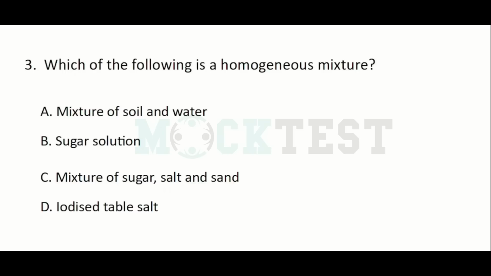Which of the following is a homogeneous mixture? Option A, mixture of soil and water. Option B, sugar solution. Option C, mixture of sugar, salt and sand. Option D, iodized table salt. Answer: option B, sugar solution. Sugar solution is a homogeneous mixture. A homogeneous mixture is a mixture in which the composition is uniform throughout the mixture.